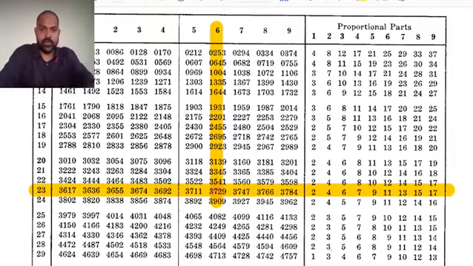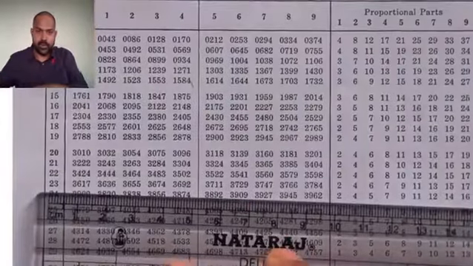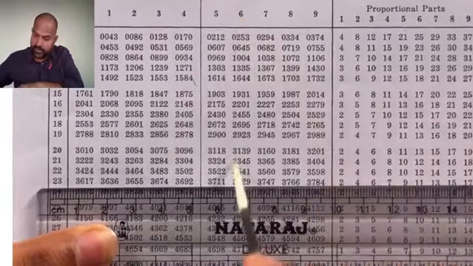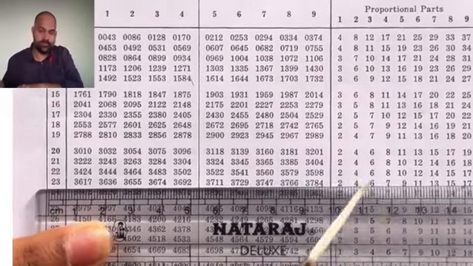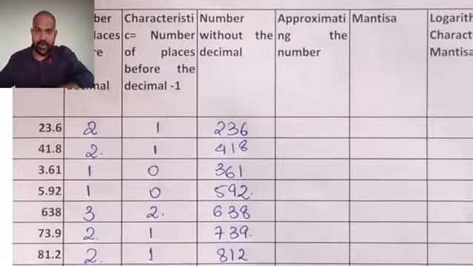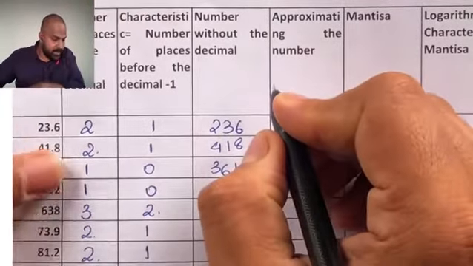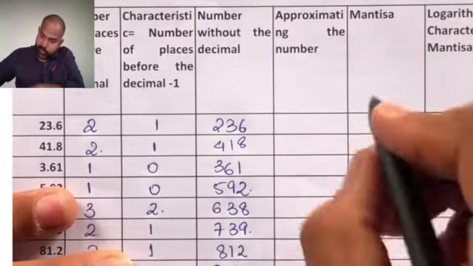Let me come back to the sheet. So, under the 23, we are looking at the 6. So, 23, 6 is 3729. And that's it. That's your mantissa. Let's write down the mantissa then. 3729. So, the mantissa for 236 is going to be 3729. Now make sure you don't write it in the approximating column.